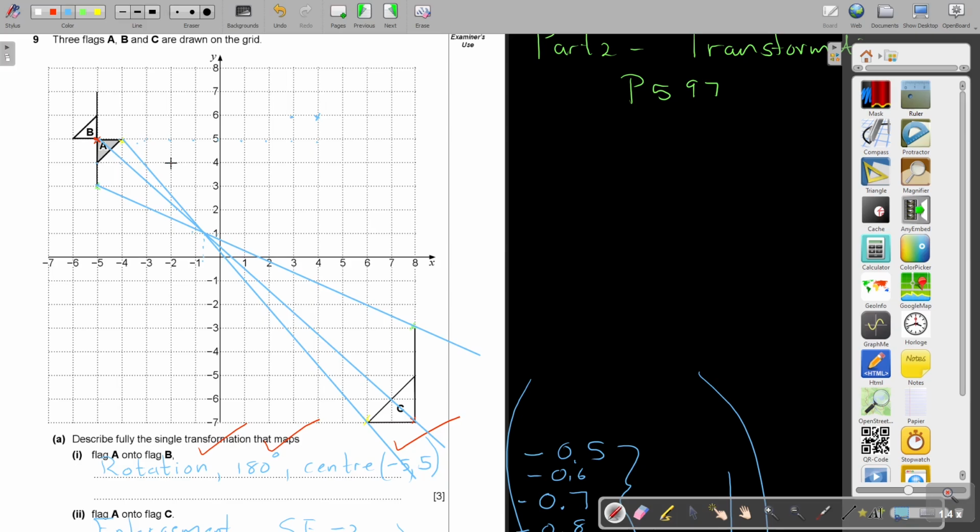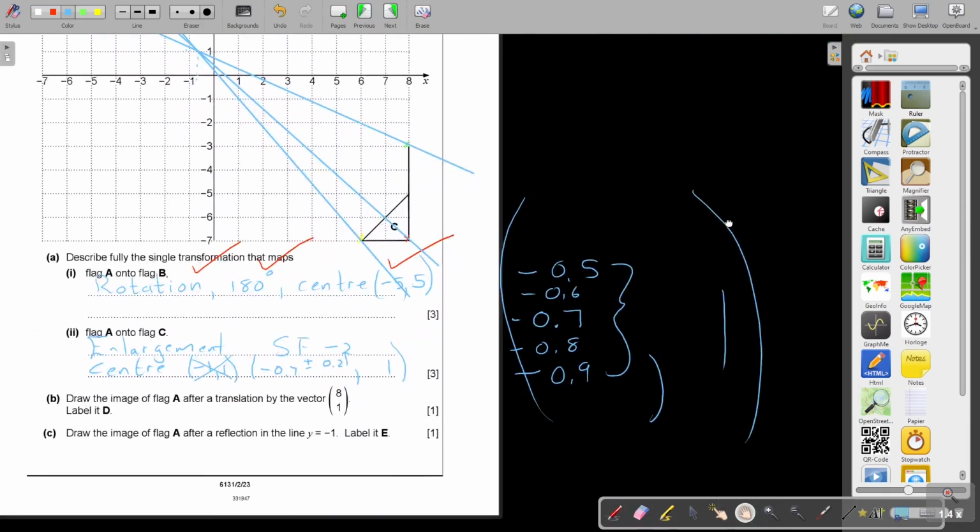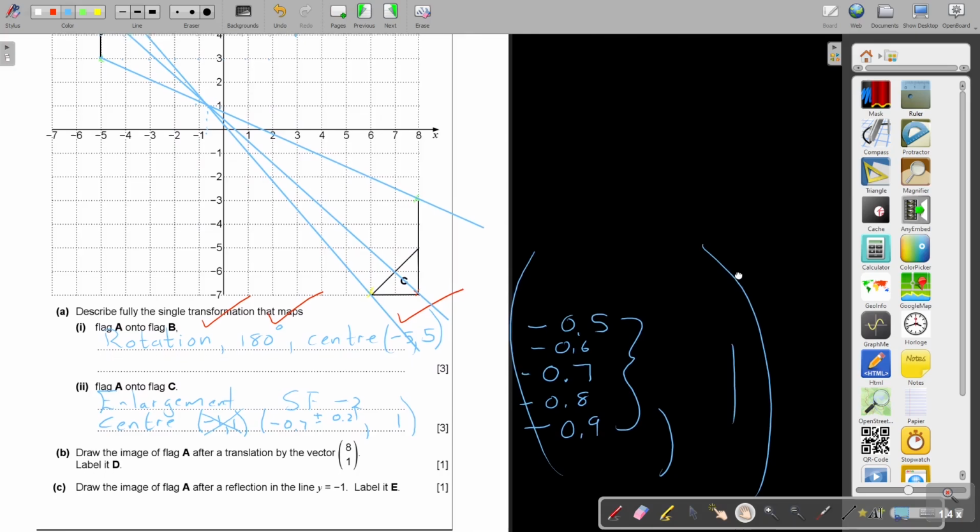1, 2, 3, 4, 5, 6, 7, 8, and 1. And then the final one, 1, 2, 3, 4, 5, 6, 7, 8, and 1. And if you take your ruler and you do this, and then you name it. What did you name it? D. Don't forget to name it D. Okay, so label it D, otherwise you will be penalized.